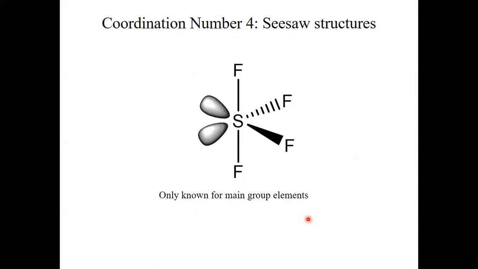Okay, so there's a third possibility to realize the coordination number 4. That's the seesaw structure. However, we observe the seesaw structure only for main group compounds. For example, SF4 has the seesaw structure, and it adopts the seesaw structure because we have 4 fluorine ligands and we have 2 electron lone pairs. These 2 electron lone pairs require somewhat more space than the fluoro ligands here.